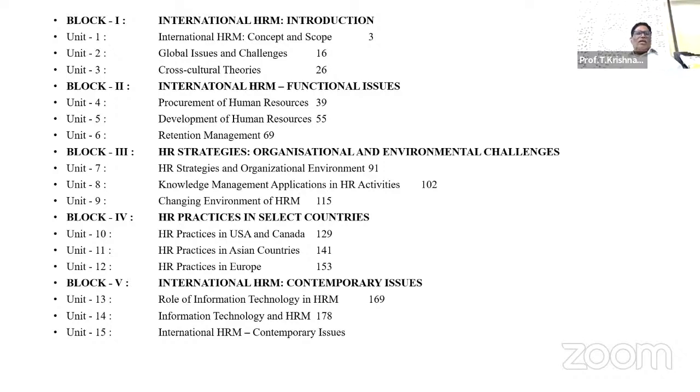Then, when we are recruiting people globally, there are several HR strategies we need to craft, and there are several organizational and environment constraints. These we'll be discussing in block 3. Block 3 consists of HR strategies and organizational environment, then knowledge management applications. The reason being today's worker happens to be a knowledge worker. You are managing the knowledge.